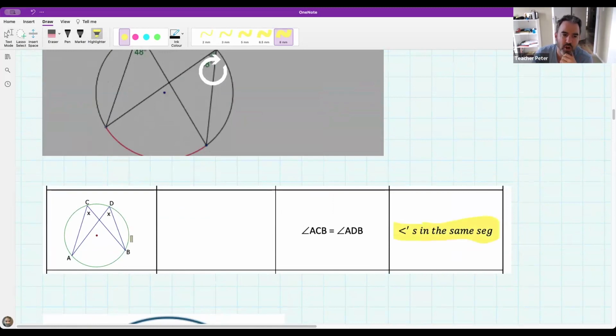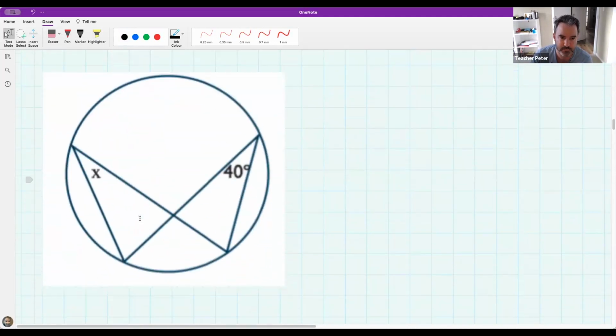What you'll notice is the reason I put it in the week with cyclic quads is that A, B, C, D is in fact a cyclic quad. It's just one of those more interesting looking cyclic quads where it crosses over itself, but that is a cyclic quad. And that's why it's in the cyclic quad week that we're dealing with. Okay, let's do a question.